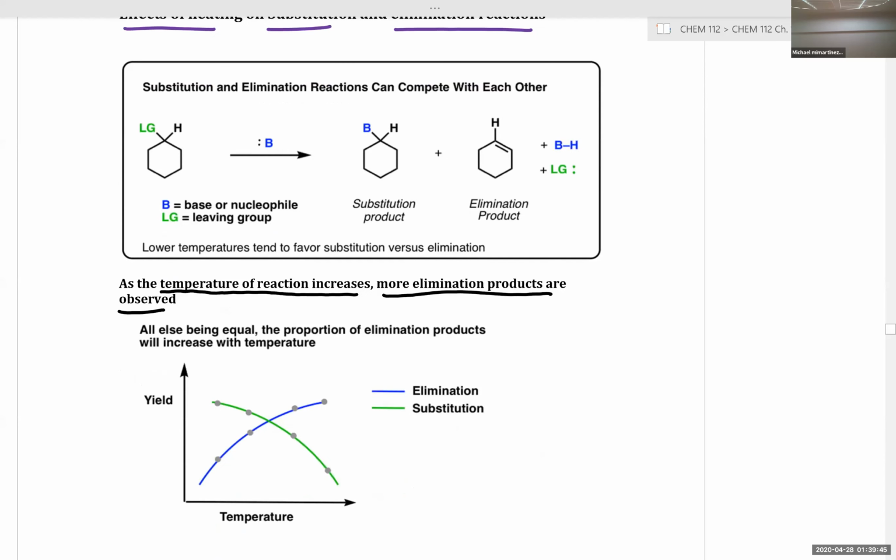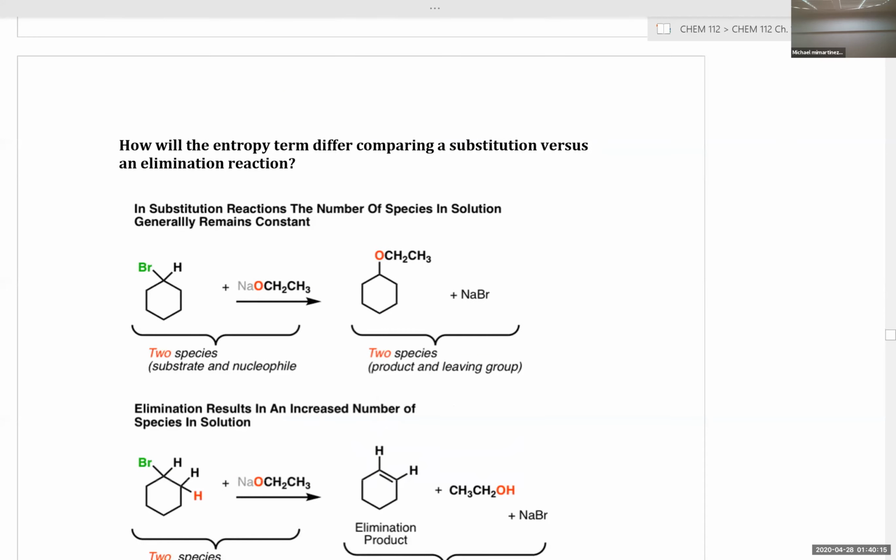And this is true for almost every elimination reaction that you'll come across. So our job is to explain this phenomenon just from a fundamental perspective. We're just going to look at our reactants, products, we're going to look at the Gibbs energy of our reaction. We're going to try to rationalize this observation. That's the whole point of learning about all these ideas of enthalpy, entropy, Gibbs energy. We can begin to rationalize the products of chemical reactions and the behavior of chemical reactions. Okay, so let's think a little bit. How will the entropy term, or delta S term, differ comparing a substitution versus elimination reaction?